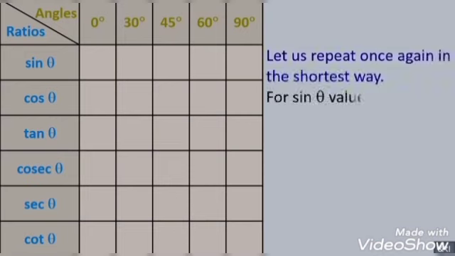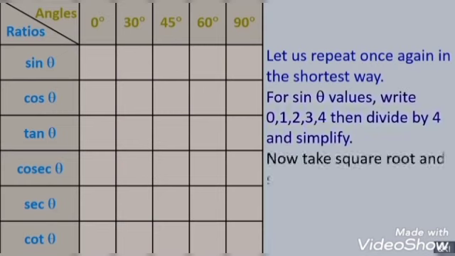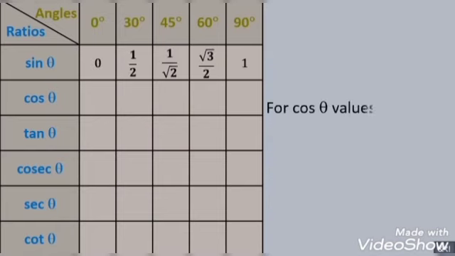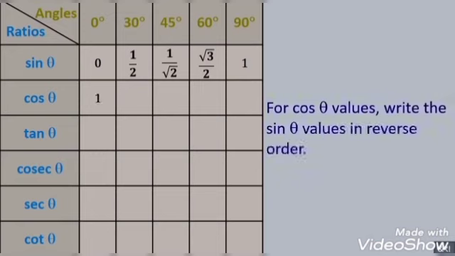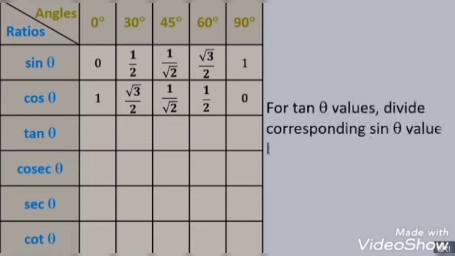For sin theta values, write 0, 1, 2, 3, 4, then divide by 4 and simplify. Now take square roots and simplify to get the sin theta values. For cos theta values, write the sin theta values in reverse order. For tan theta values, divide the corresponding sin theta value by the cos theta value.